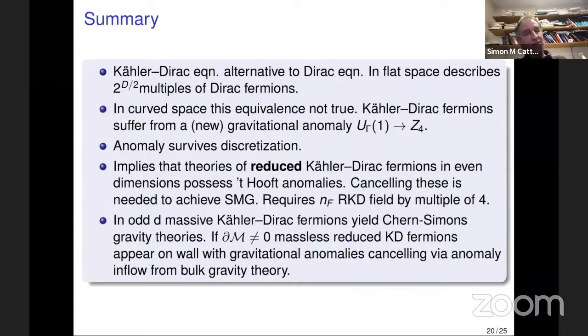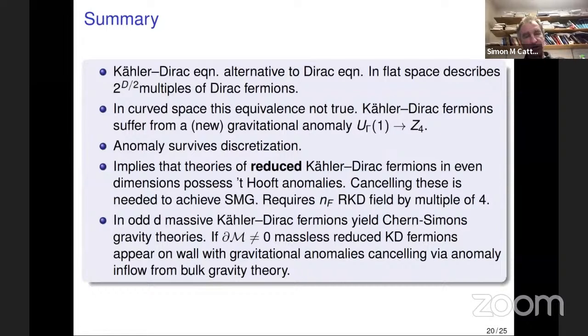However, when you couple it to gravity, when you think about the theory in curved space, this equivalence is not true. There's a new gravitational anomaly in the game, which breaks this U1 to Z4. Crucially, that anomaly survives discretization, and that's the reason these staggered fermion models have the structure they do. They know about anomaly cancellation and Pfaffian anomalies from the continuum. And so they're able to realize new phases of the theory, basically, because of that.